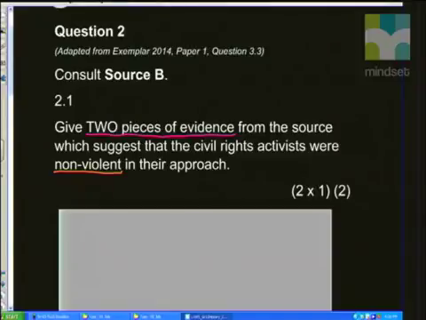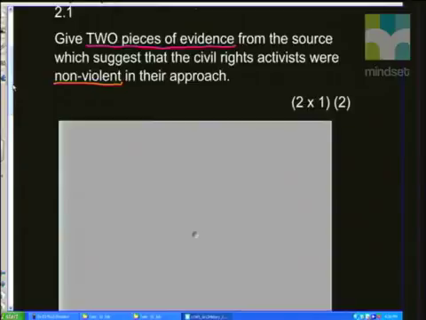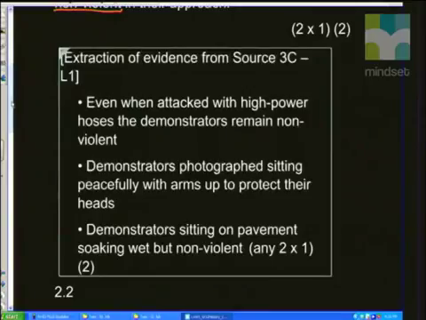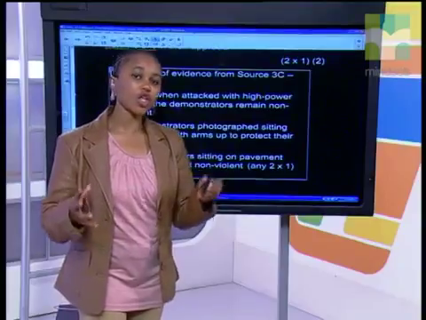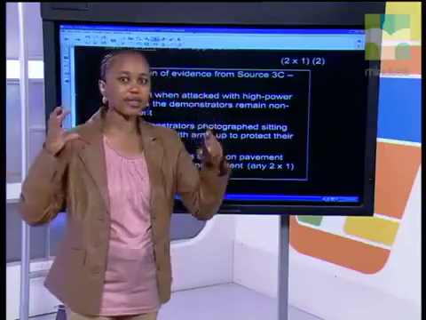Okay, now we did see that in our written source, but this is specifically about the visual source. Give 2 pieces of evidence from the source which suggests that the civil rights activists were non-violent in their approach. As you can see, the mark allocation is 2 times 1 equals 2. So that means each piece of evidence is worth 1 mark. Now let's look at the possible response there. Even when attacked with high power hoses, the demonstrators remain non-violent. Now if you go back to that visual, you will see that the protesters who were sitting on the pavement were sitting there covering their faces or their bodies.